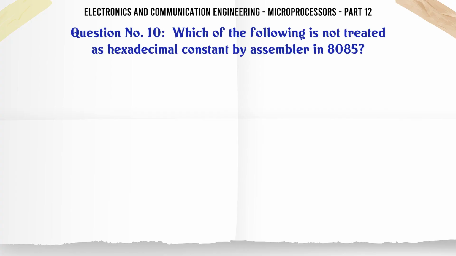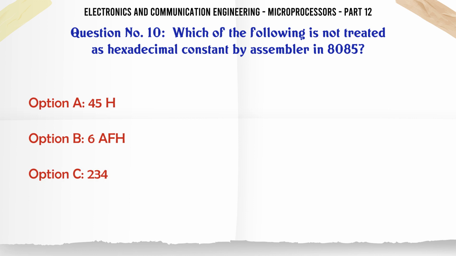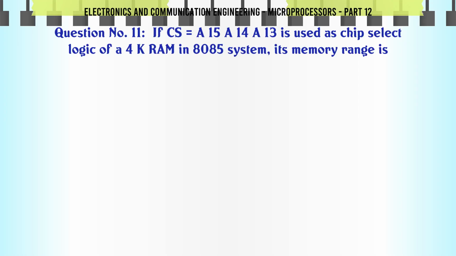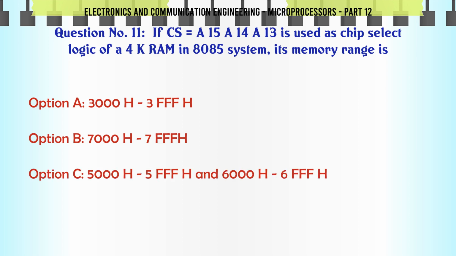Which of the following is not treated as a hexadecimal constant by the assembler in 8085? A: 45H, B: 6AFH, C: 234, D: 64H. The correct answer is 234.